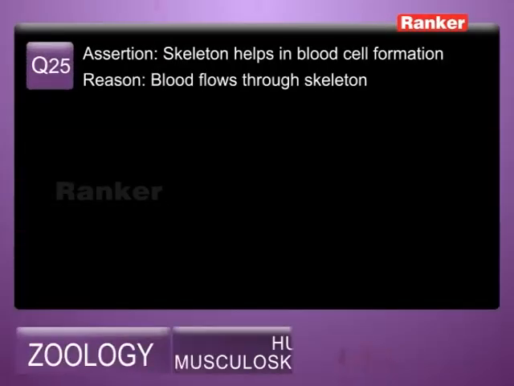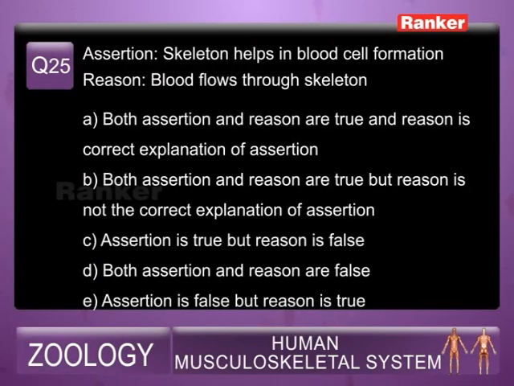25th is here. Assertion: skeleton helps in blood cell formation. Reason: blood flows through skeleton. A. Both assertion and reason are true and reason is the correct explanation. B. Both assertion and reason are true but reason is not the correct explanation. C. Assertion is true but reason is false. D. Both assertion and reason are false. E. Assertion is false but reason is true.